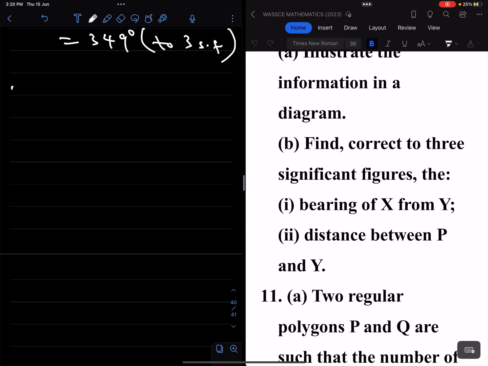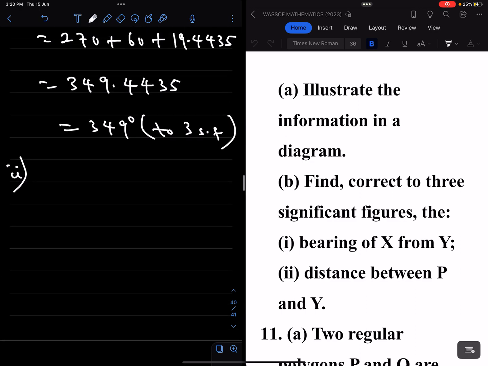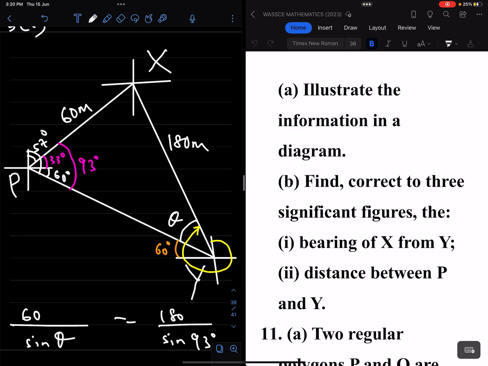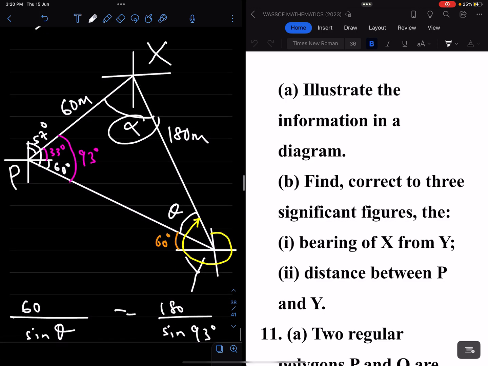Now to question B Roman figure 2. B Roman figure 2 says the distance between P and Y. That means we want to find distance PY, which is this length. That's easy. First of all, if this is 33 degrees, then I know that, okay, that's not the one I'm supposed to find. But I can find this angle. Let me call this angle alpha.